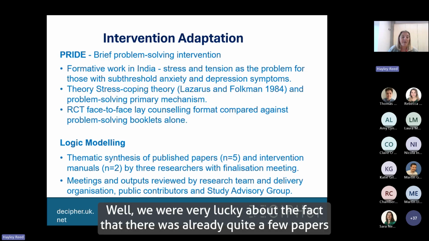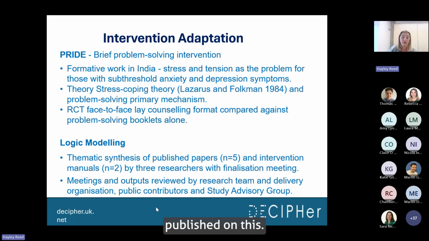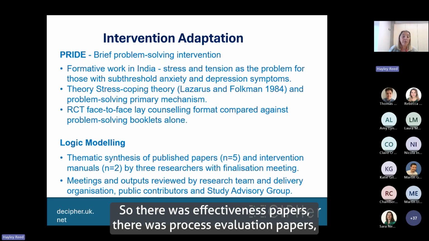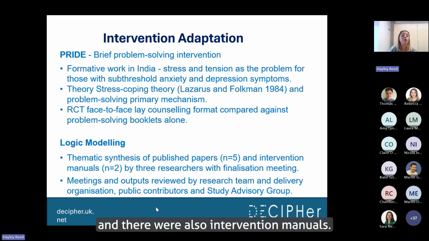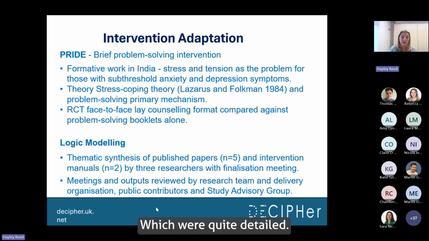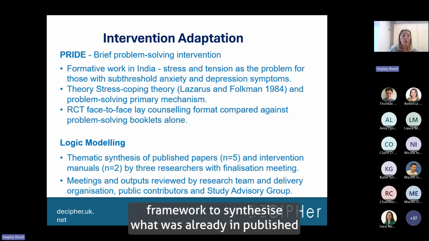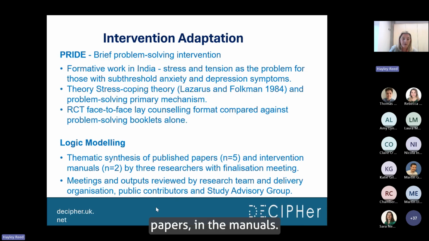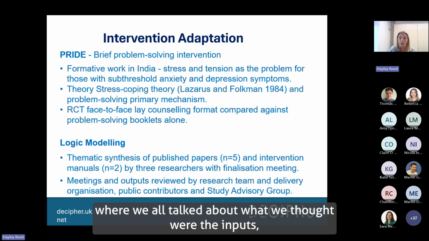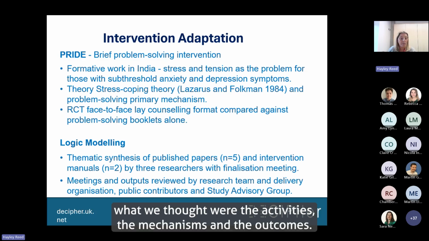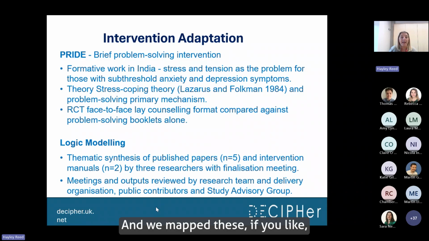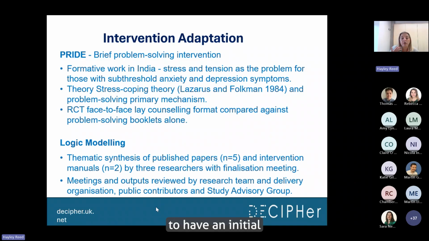Well, we were very lucky about the fact that there were already quite a few papers published on this. So there were effectiveness papers, there were process evaluation papers, and there were also intervention manuals, which were quite detailed. So three researchers, we independently used the TIDieR framework to synthesize what was already in published papers and the manuals. And then we met in a finalization meeting where we all talked about what we thought were the inputs, the activities, the mechanisms and the outcomes. And we mapped these in that meeting to have an initial theory of the intervention.